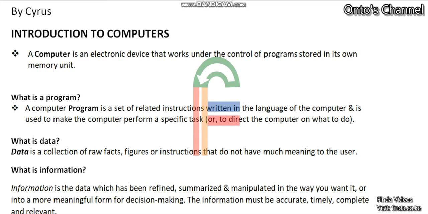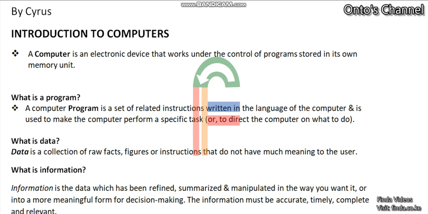I'm going to take you through Introduction to Computer, where we're going to define some terms used in computer. Like now, we are going to define what is a computer. We will define a program, what is data, what is information.